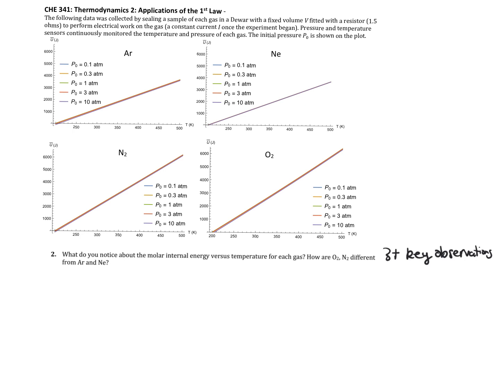Okay, so here's what I got. The first thing I would say is that all of these, if we look at them, are basically linear. Basically a constant slope on this graph of energy versus temperature. That's useful to know. It's not always the case, but for these gases, under these conditions, it seems to be the case.